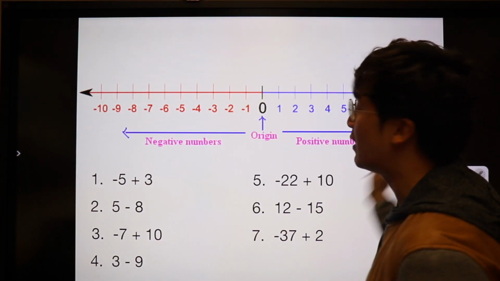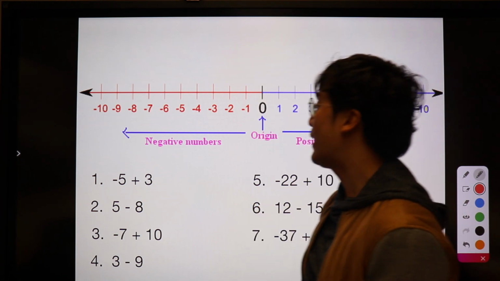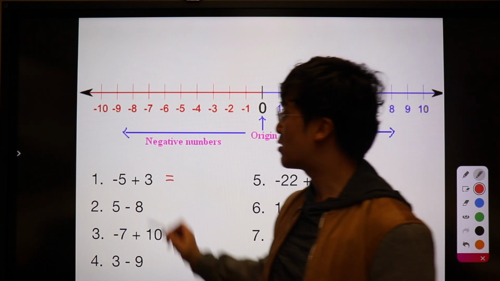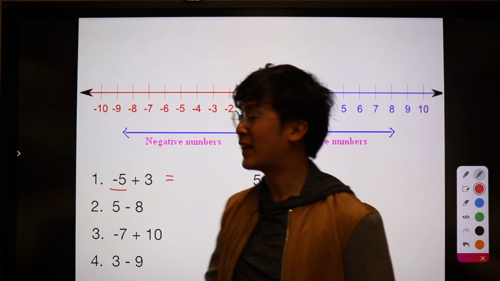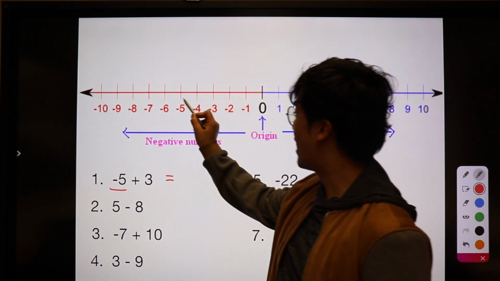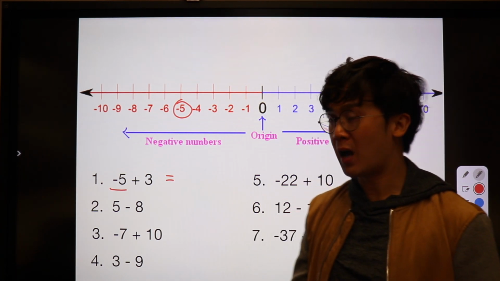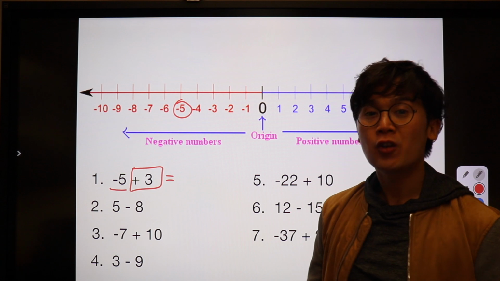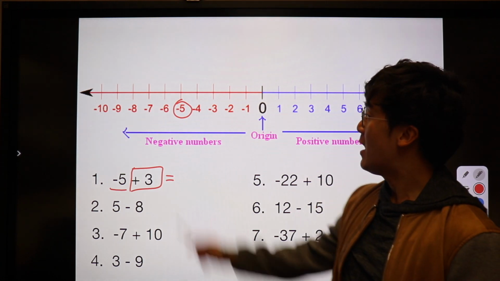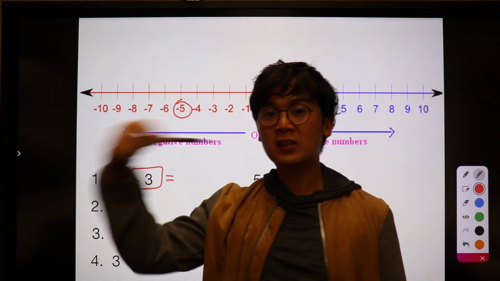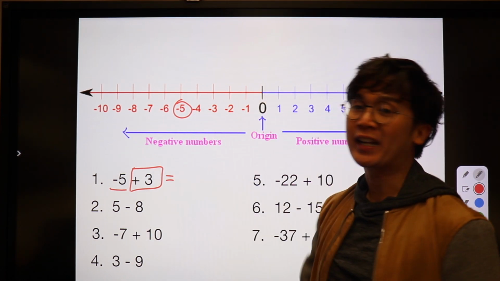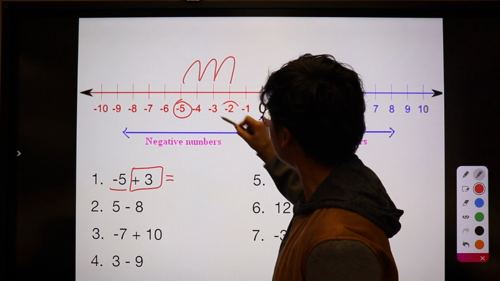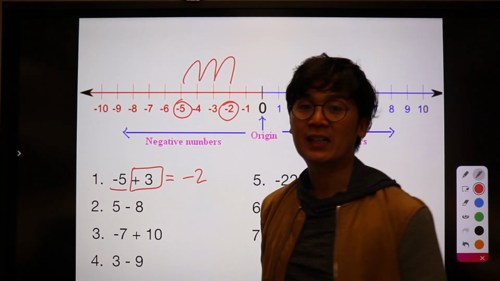But if you're going to be looking at it using the number line, it's fairly simple. So the instruction is negative 5 plus 3, it means you're going to be starting at negative 5, and negative 5 is on this side of the number line, and you're going to be adding 3 from negative 5. So that means you're going to be moving 3 units to the positive direction starting at negative 5. So you'll have 1, 2, 3, and the answer is negative 2.